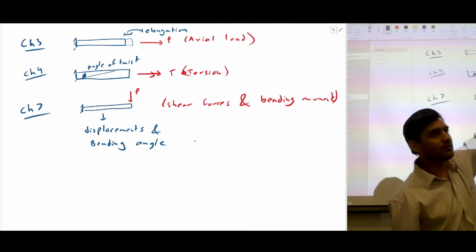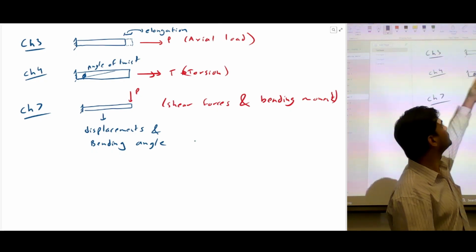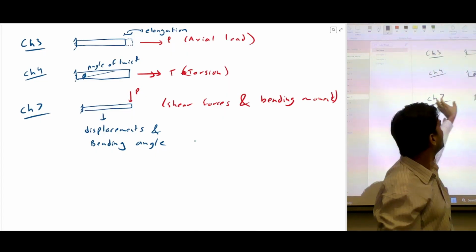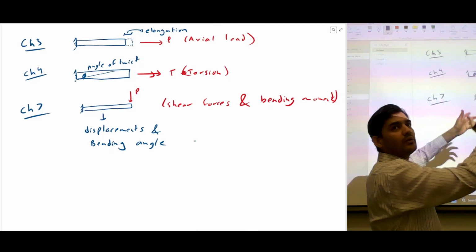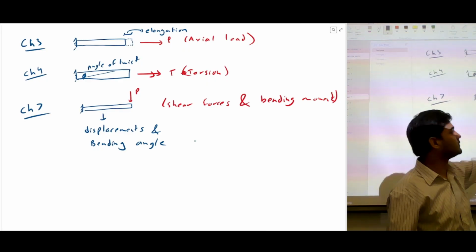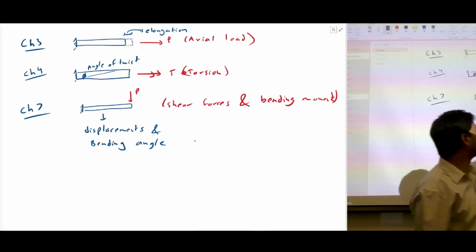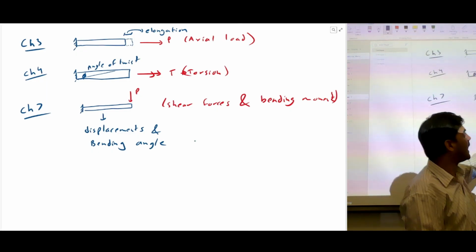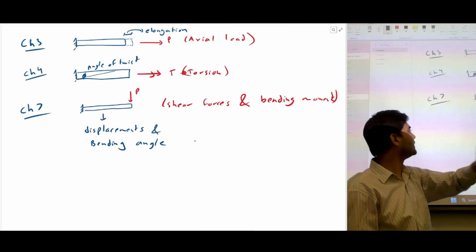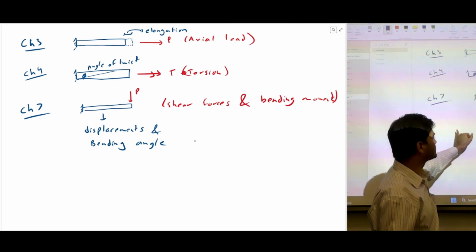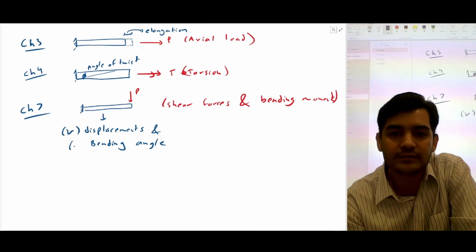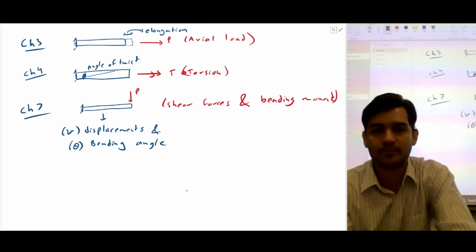In chapter 3, you had axial loads, and you saw what axial loads did to the member. It basically elongates. When you had torsion, you saw twisting, and we calculated angle of twist. In chapter 6, we calculated shear stresses because of the shear force and bending stresses because of the bending moment. In chapter 7, we're going to see how these shear forces and bending moments cause deformations. Basically, they cause two types of deformations. One is called displacement and one is called bending angle. So this displacement is referred by this symbol and the bending angle is referred by this symbol.